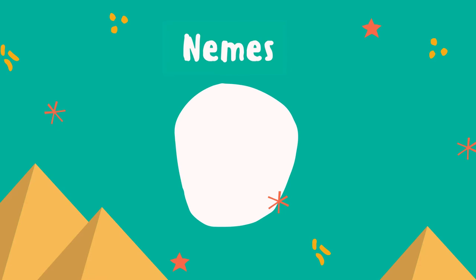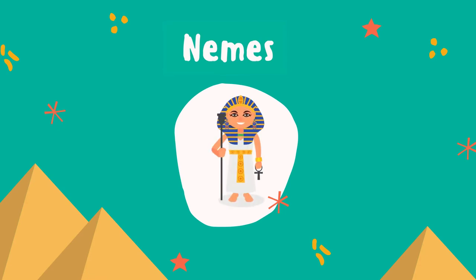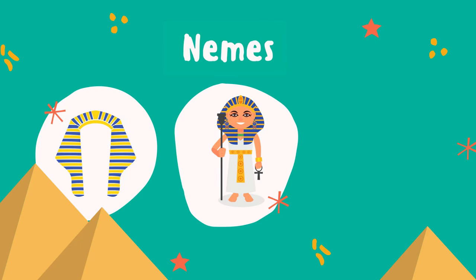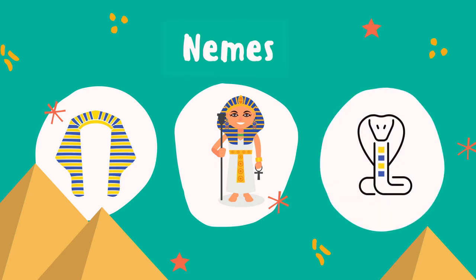The nemes was a headdress worn by the pharaohs to show their status as king. It was a headcloth that was tied around his forehead with two flaps coming down on either side of their head, just over their shoulders. The nemes was worn with the crown and the uraeus.